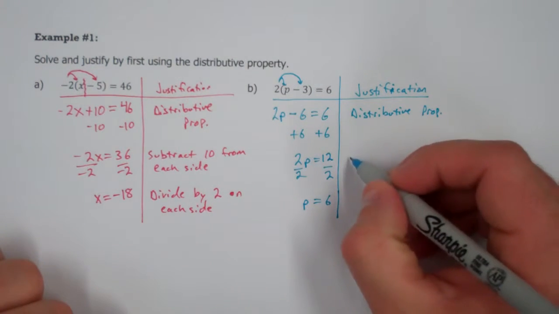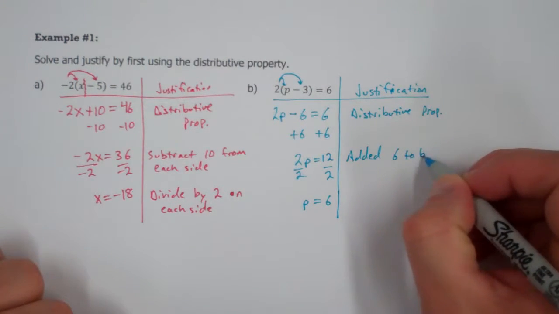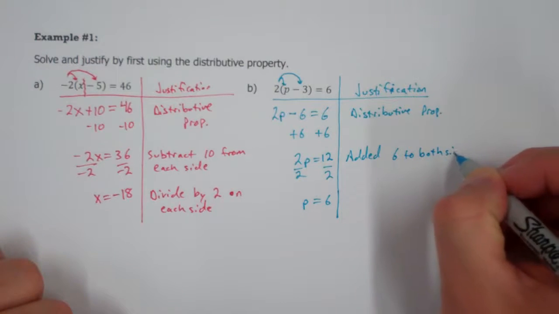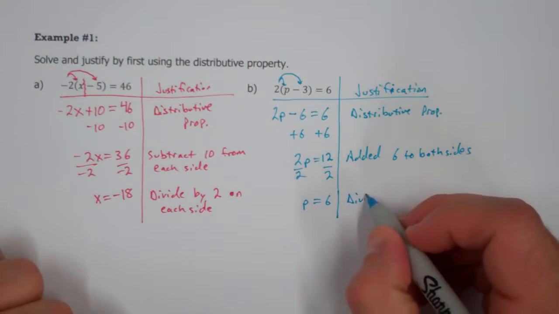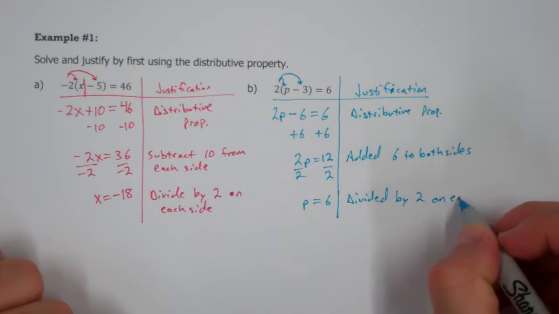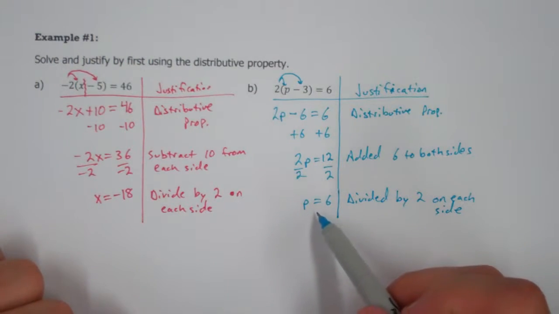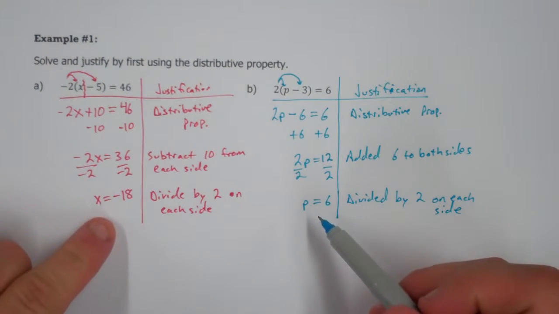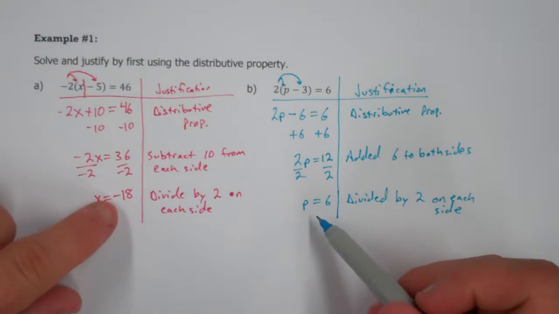From this line to this line, we added 6 to both sides. And then here from this step to this step, we divided by 2 on each side. You can also substitute these values, and we kind of forgot to do that for the other one, back in to make sure that we've got the right value for x.